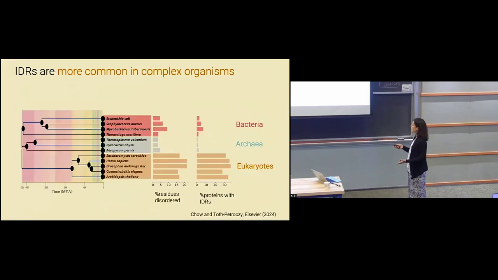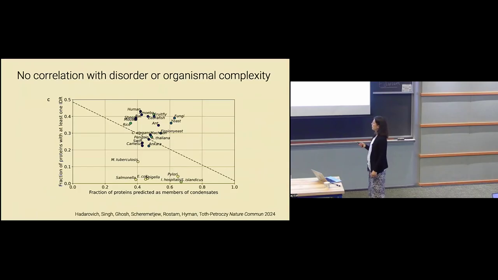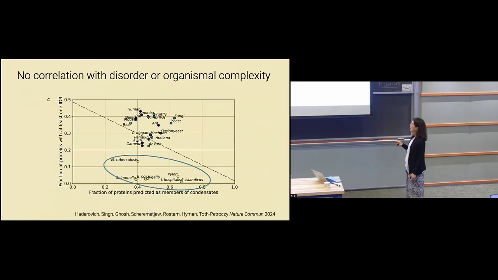And this is surprising because we know that IDRs are actually much more common in eukaryotes. No matter what metric you choose, bacteria and archaea will have much less disorder compared to eukaryotes. It was really a boom of acquiring these disordered regions. So if you look at the correlation between the percent of IDRs in a proteome and the percent of proteins we predict to form condensates, there is no correlation. And it's lower part, so these are basically archaea and bacteria that have very low IDR content, but it still predicts that 40% of the proteins form condensates.